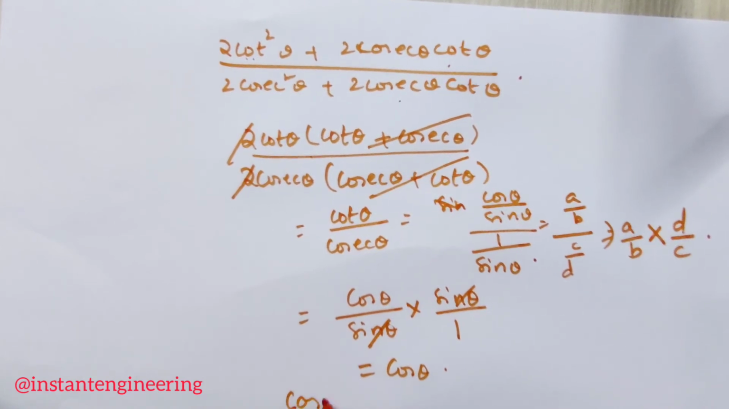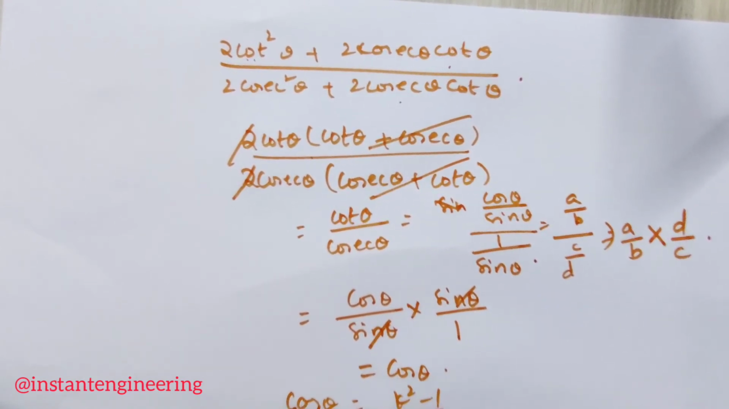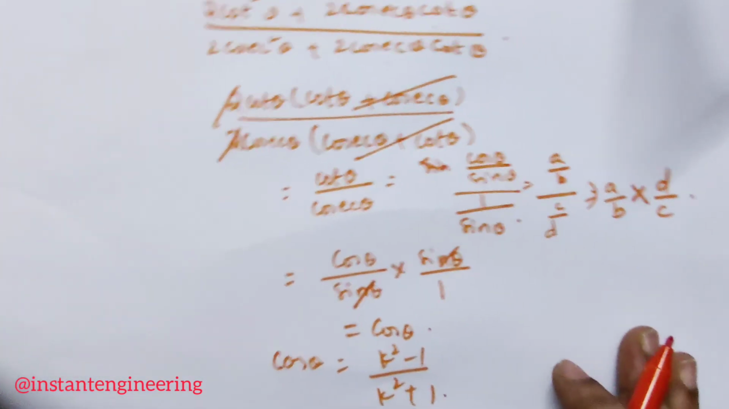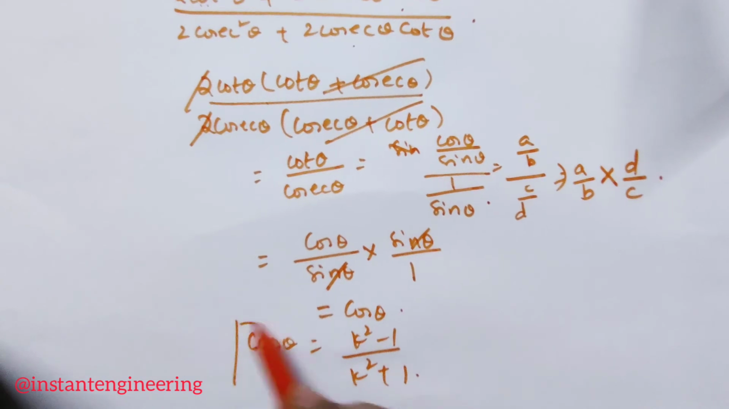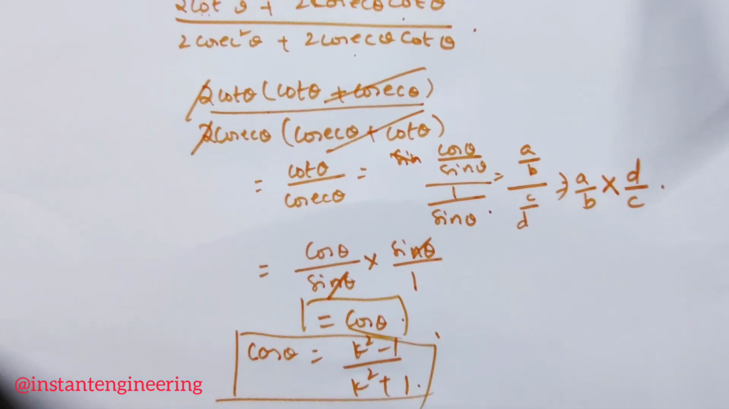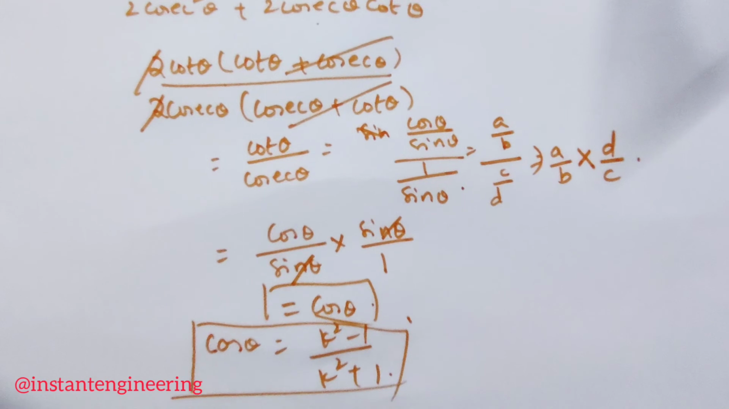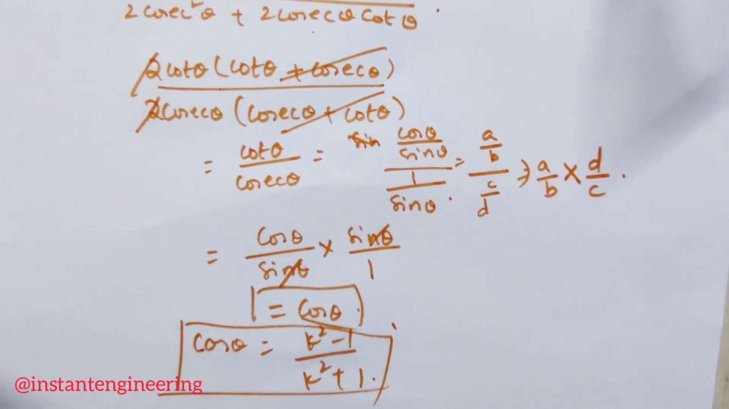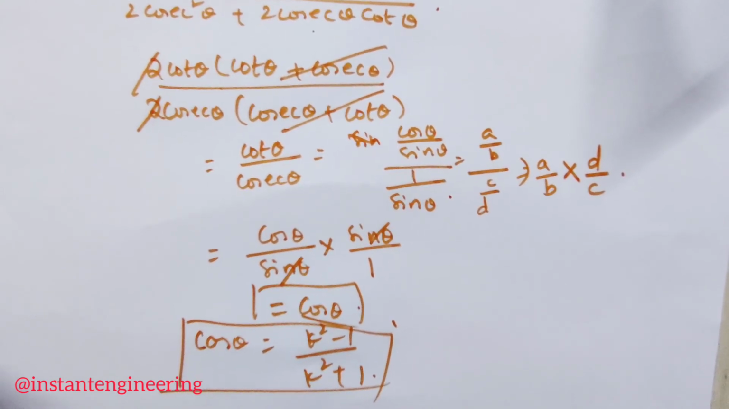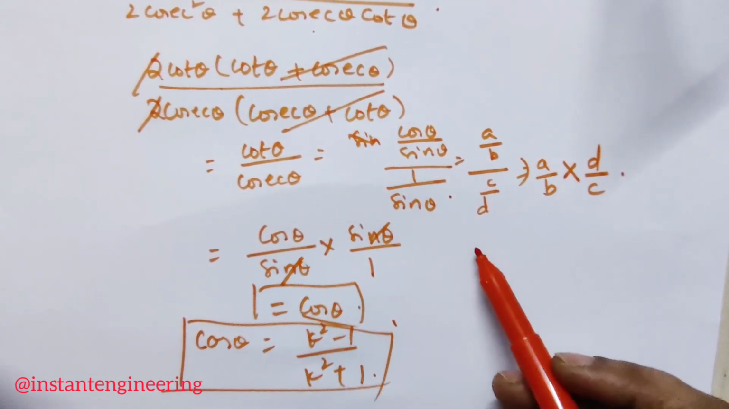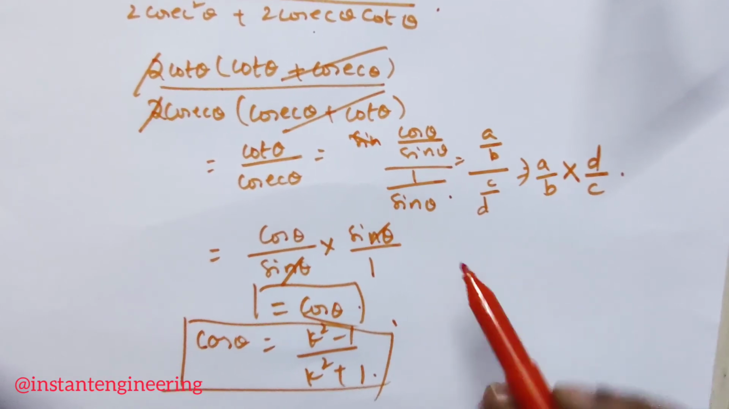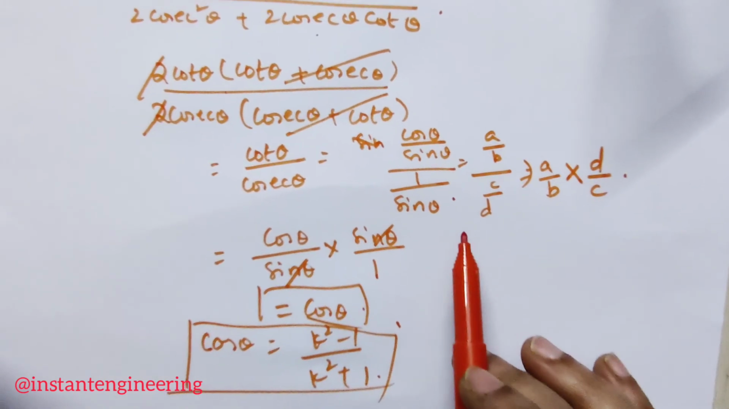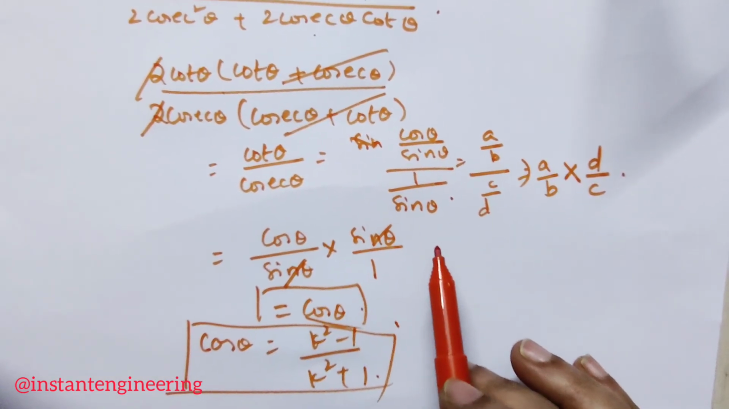So cos theta is equal to (k square minus 1) by (k square plus 1). By substituting all those values over here, we got the answer as cos theta. This is how you can solve this kind of problem. I think this is clear, and if you have any doubts, you can write in the comment section. There is another method also, but I'm not going to tell it, it is a little bit tricky. Follow this method only, this is easy, and you will get the correct answer without any confusion.